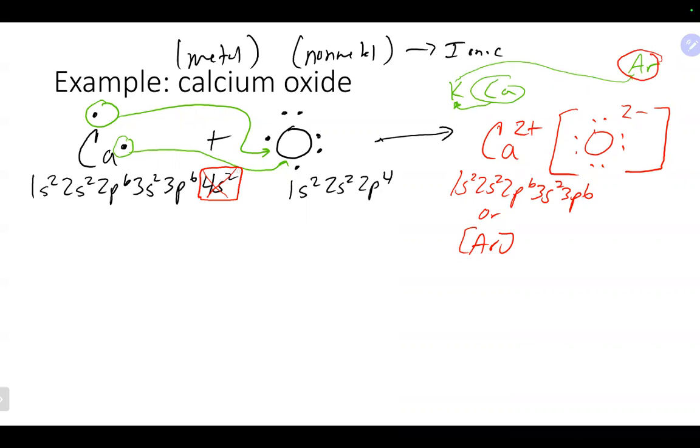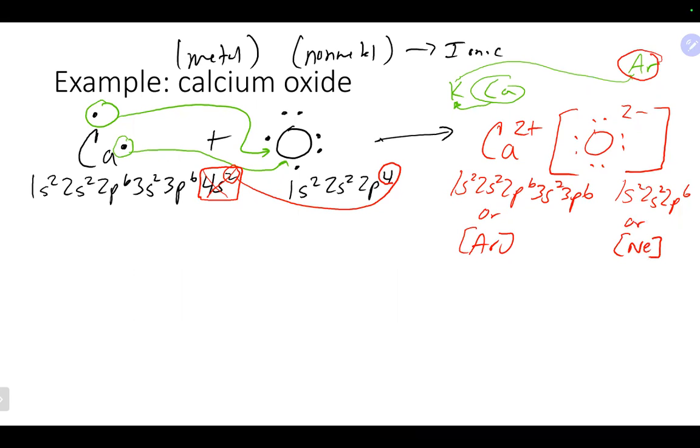Works really nice for our oxygen because once again, in its p subshell over here, it's got room for 2 electrons. So that works out really nicely for the oxygen. When it gains those 2 electrons, the oxygen now gets 1s2, 2s2, 2p6, and now is at neon's configuration.